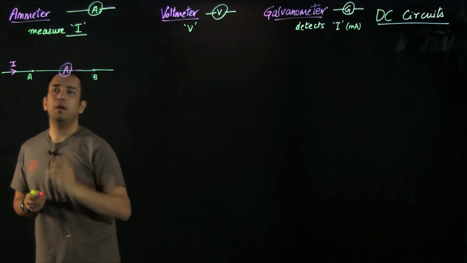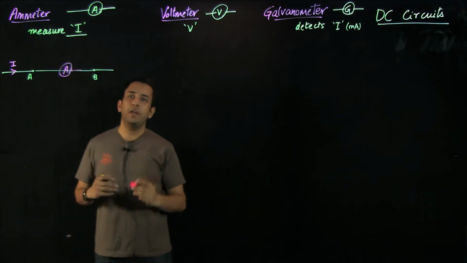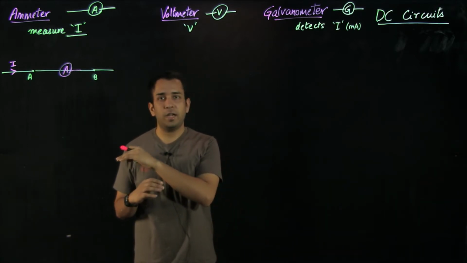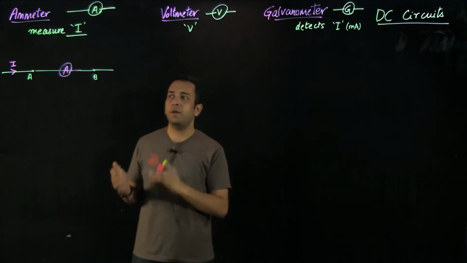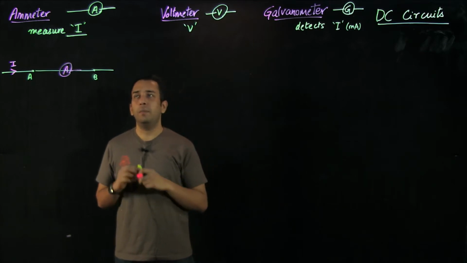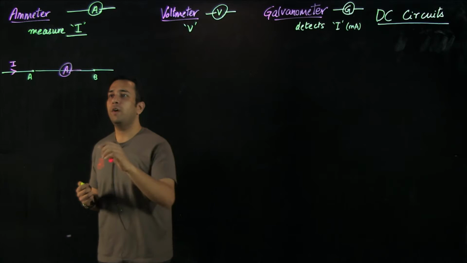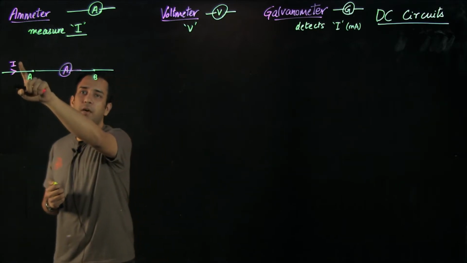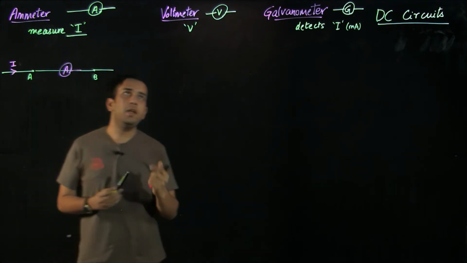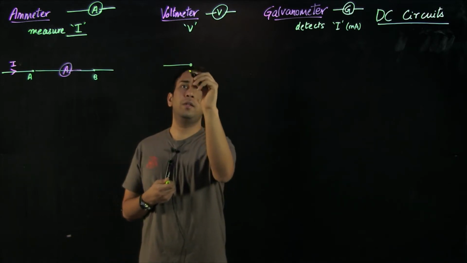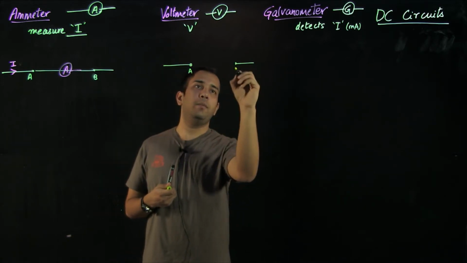in this branch. Why? Because we already know that in a series combination, the same current flows through all the elements added in series. So ammeter uses this principle and takes advantage of it to find out the value of the current flowing through it.